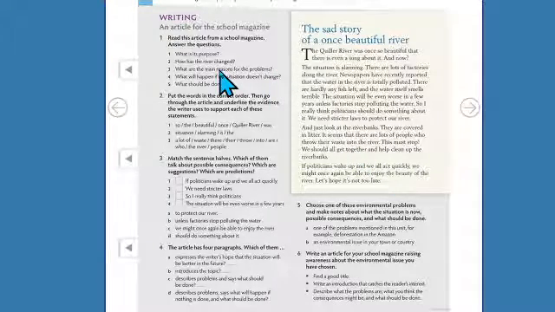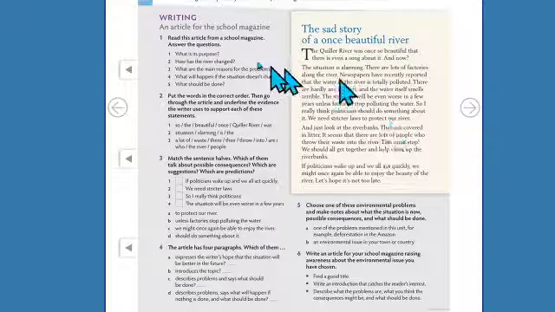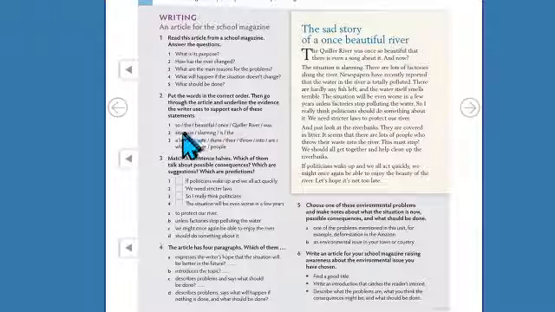Remember, on Thursday we only read the article about the sad story of a once beautiful river. Remember the story? I remember that you only answered this, and then we were supposed to finish yesterday, Friday, activity number two. So let me read the instructions. It says put the words in the correct order, then go through the article and underline the evidence the writer uses to support each of these statements.